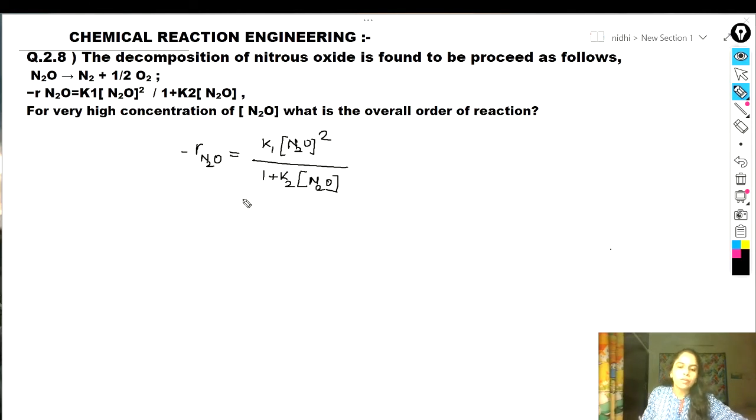Fine. So first we explain the mechanism, how this came about. The gas phase decomposition of N2O is given to us: N2O gives N2 plus half O2. So let's proceed with the mechanism. See here, what is given here defines the stoichiometry. In most cases, if your reaction is elementary, then it defines the stoichiometry of that particular reaction. Or in the case of non-elementary, it is not necessary. It can be anything.